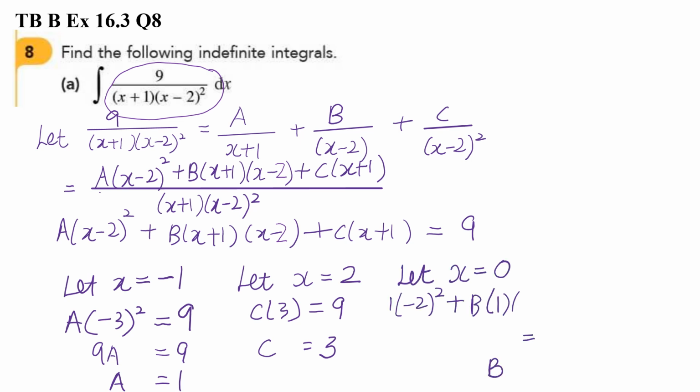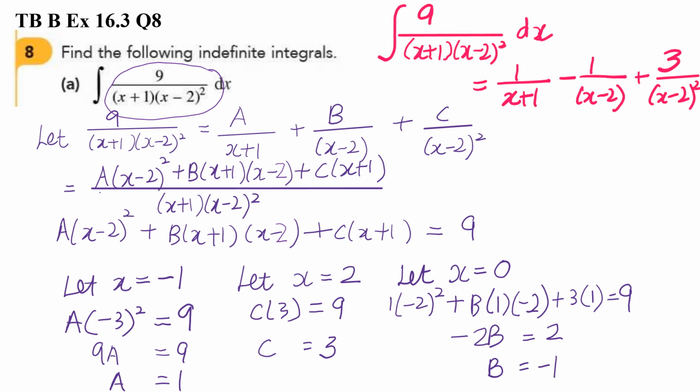And finally, just let x be 0. 0 is the most versatile number, I suppose. Anything times 0 gives you 0. So that gives you b equals -1, and you put everything back into your partial fractions. Okay, that's what you're supposed to get.